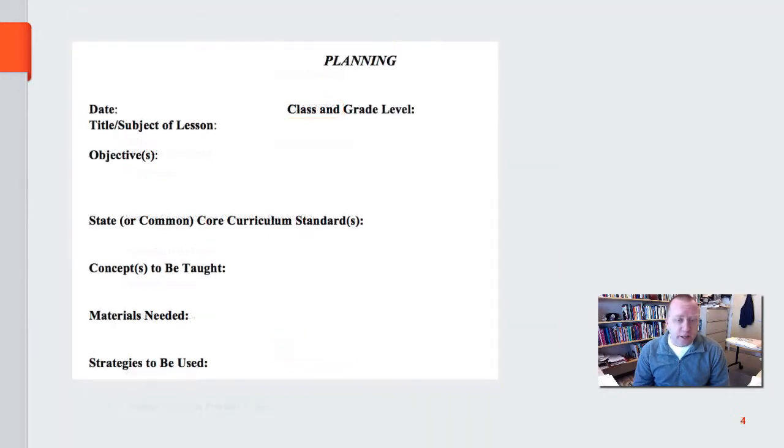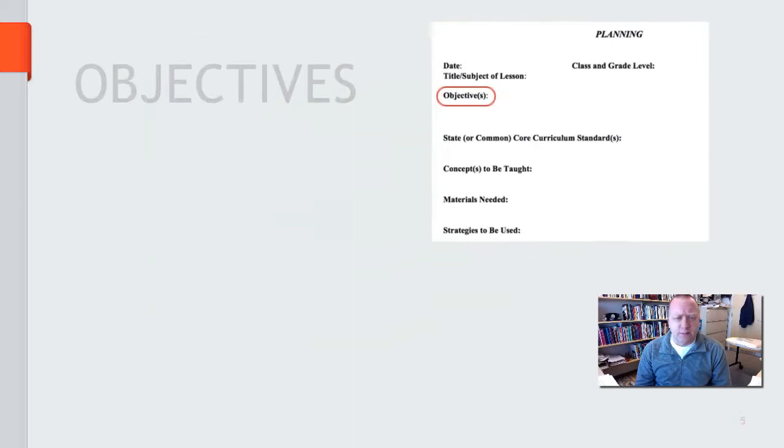So let's talk first about the planning section. In this section, you're going to detail the objectives that you have. You're going to tie those into the state core. You're going to identify some materials you need and the concepts and the strategies that you're going to use in this lesson. The teaching strategies, that is. So we're going to look first at objectives, and we're going to spend most of our time there talking about the learning objectives, because those are the most important part, and that, quite honestly, is where most students seem to struggle in this part of the lesson plan.